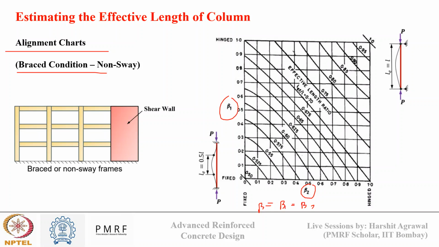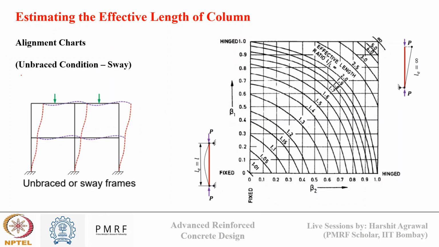Once we get the beta value, suppose it is 0.4, so 0.4 and 0.4 here, we'll draw a horizontal and vertical line, and we'll get a rough estimate of k value. That k value will help us to calculate the effective length of the column. You can see for fixed support this value is 0.5, for hinge support this value is 1. So whatever k value we get, it will be between 0.5 and 1.